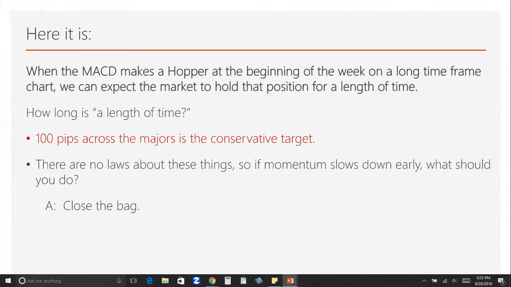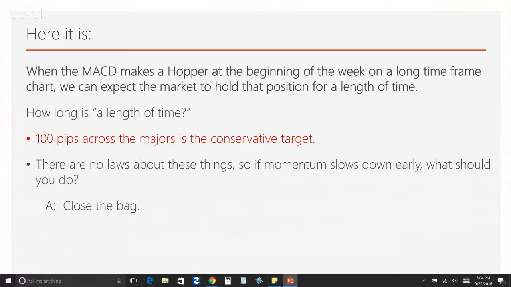So here it is. When the MACD makes a hopper at the beginning of the week on a long time frame chart, we can expect the market to hold that position for a length of time. How long is a length of time? Well, for me, it's approximately 100 pips across the majors for the most part. 100 pips is my conservative target when I get a Monday trade hopper, which is a hopper that happens at the beginning of the week on a long time frame chart.